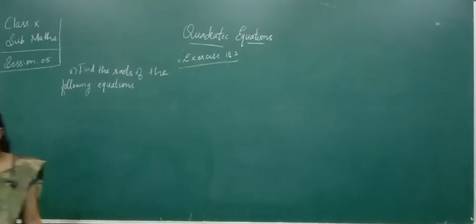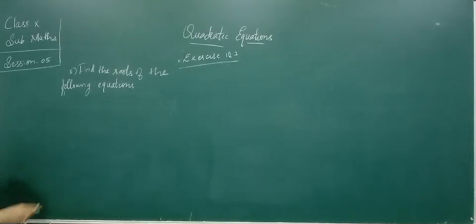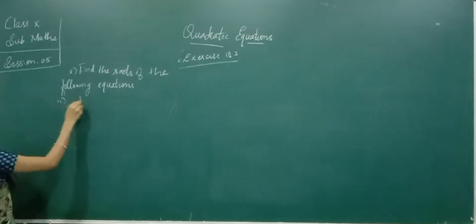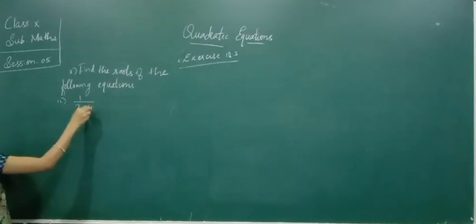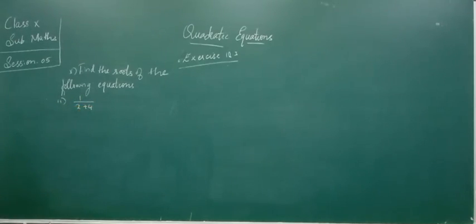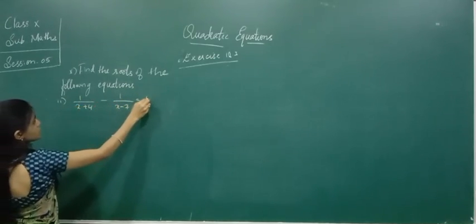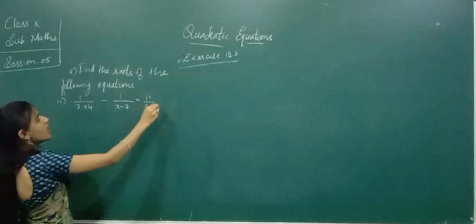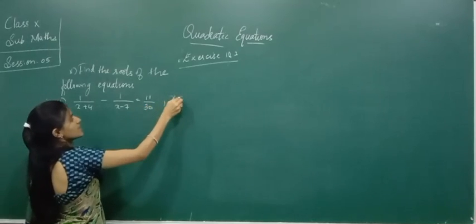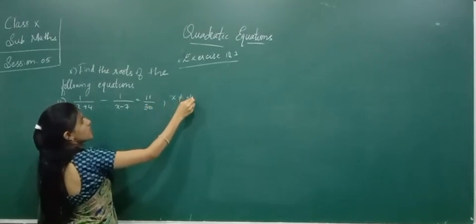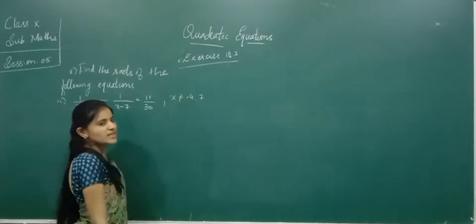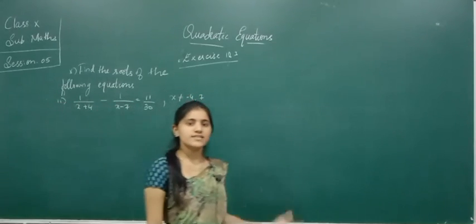What is it that they have given? They have given 1 divided by x plus 4 minus 1 divided by x minus 7 is equal to 11 by 30, and the condition is that x is not equal to minus 4 and plus 7. Why do they always give this?